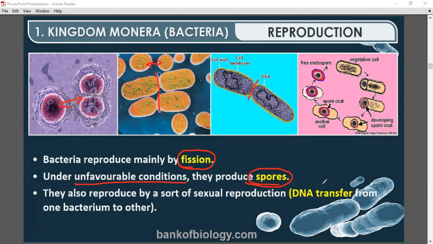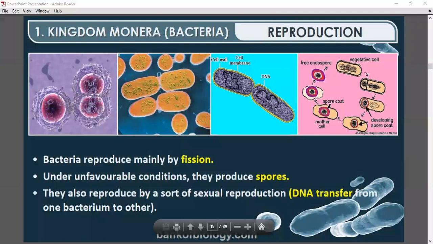During unfavorable conditions, they produce certain structures called spores. They also reproduce by a sort of sexual reproduction, by DNA transfer from one bacterium to another. For example, transduction, transformation, conjugation, etc. These are different forms of sexual reproduction that you can see in the case of monerans.